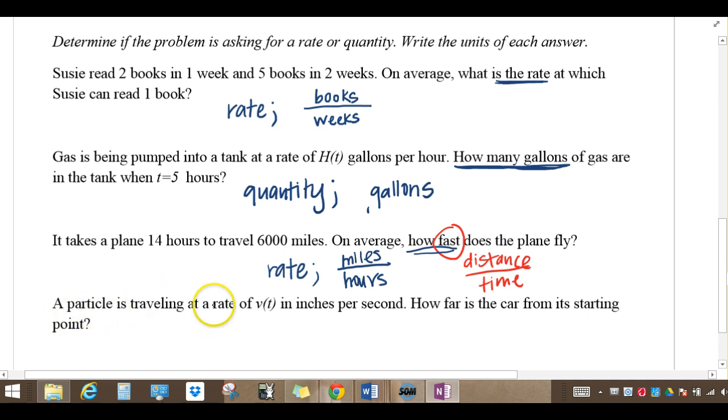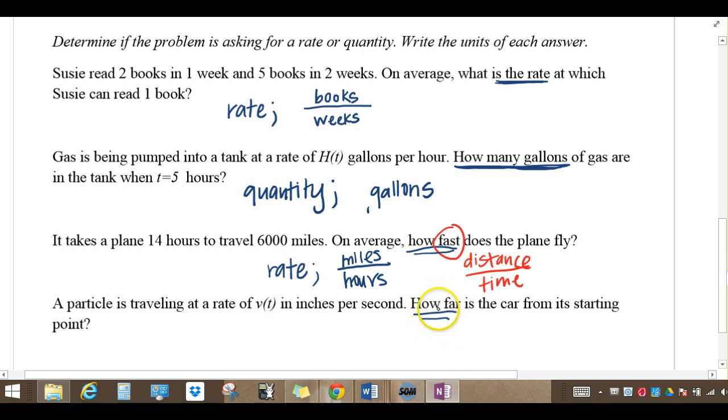A particle is traveling at a rate of v of t in inches per second. So again, I'm not given an explicit function. I'm just given the name of a function. So the name of this function is v of t. This is a rate function. It outputs rates, and those rates are in inches per second. Now the question is asking, how far is the car from its starting point? So the phrase that we want to pay attention to is how far. So this one's not asking how fast, it's asking for a measure of how far.